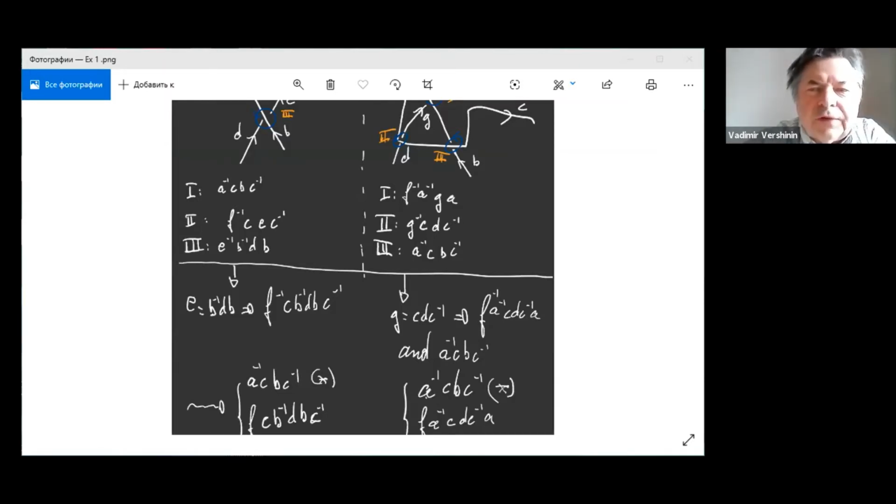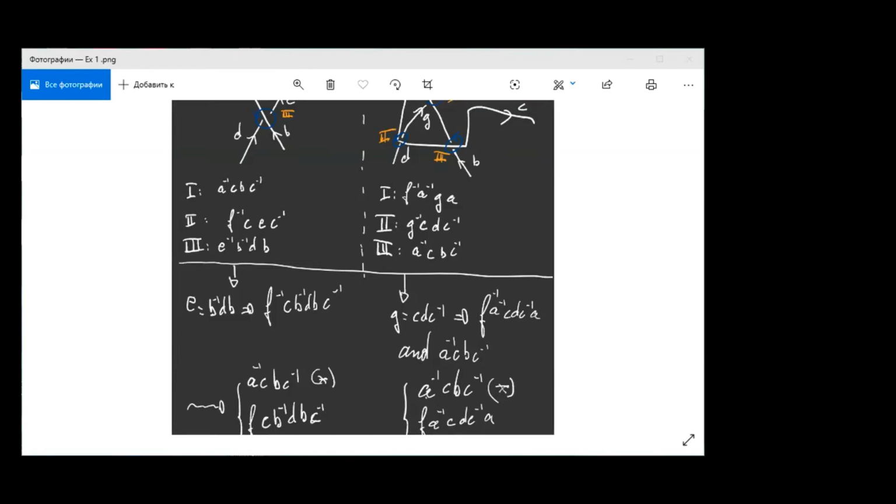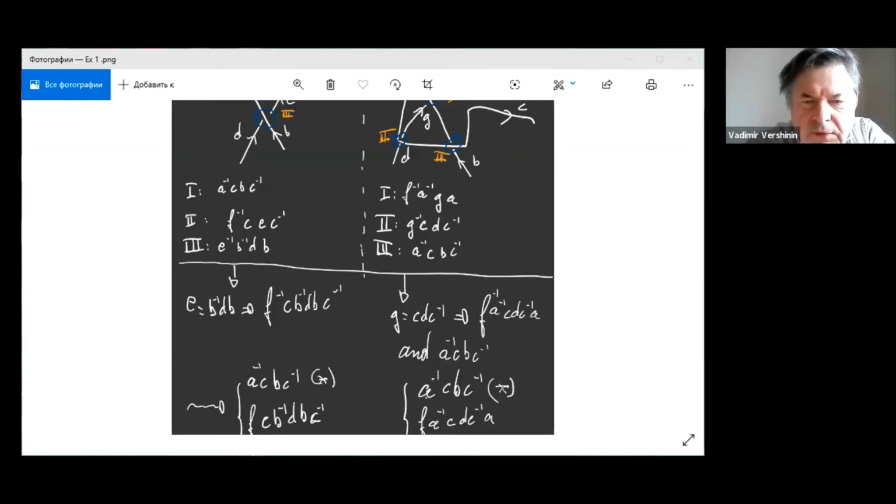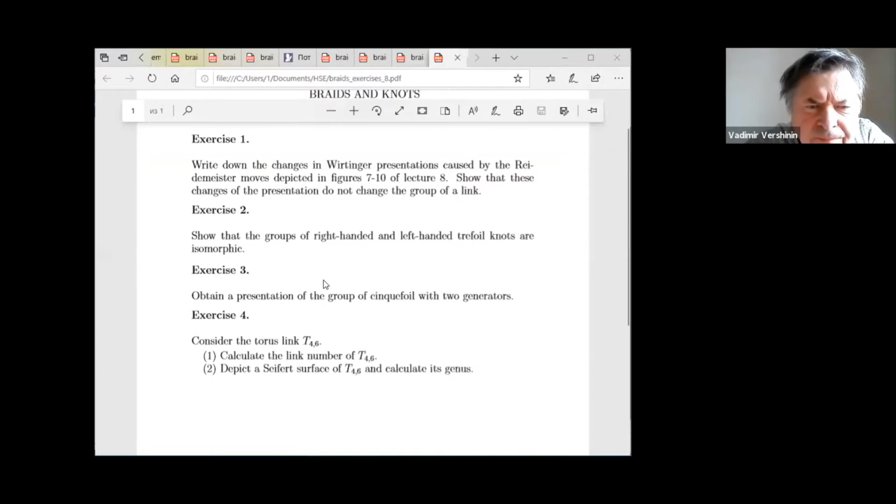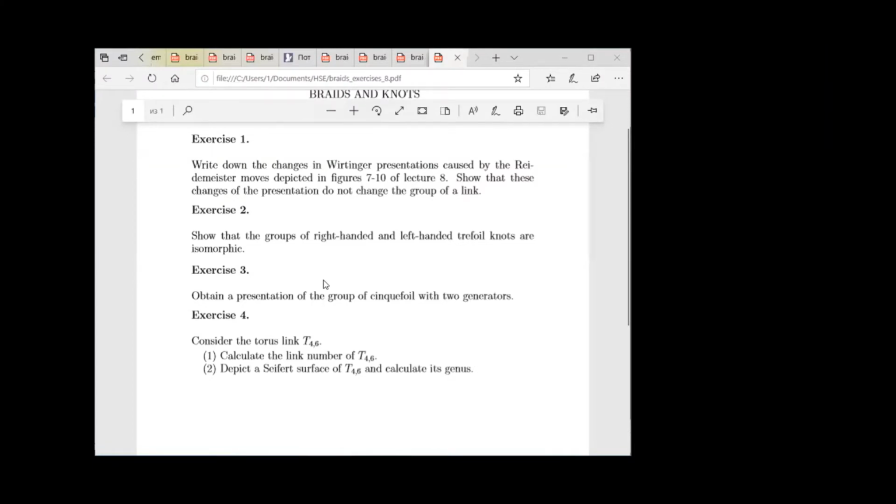This exercise, the exercise number 2, is crucial. I'm sorry, you don't see the screen? No, we don't. Excuse me, I'll try now. I try to do the screen again. Try again. You see now? We see the exercise. Yes.